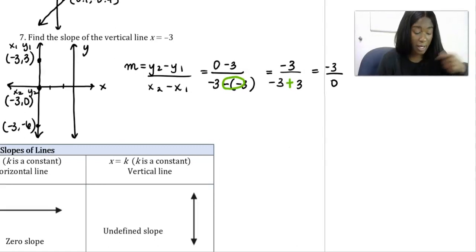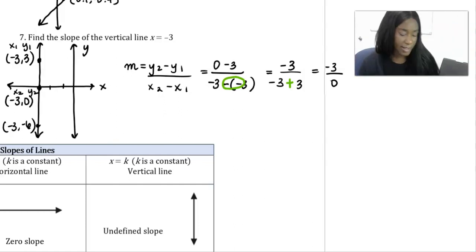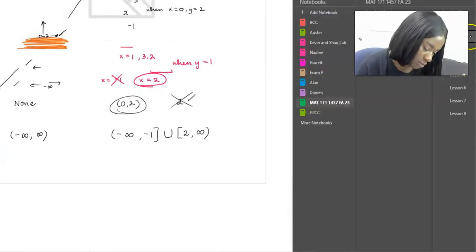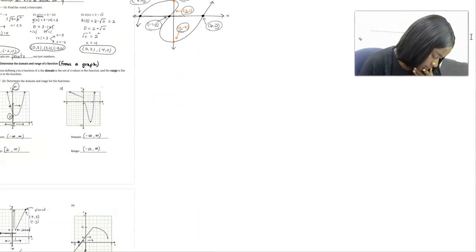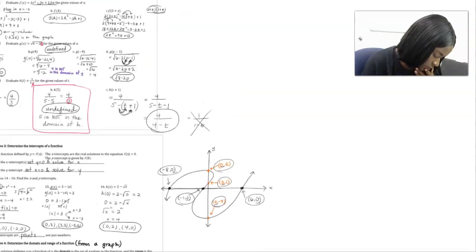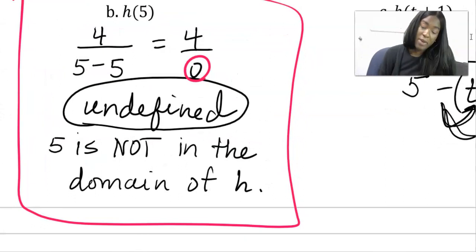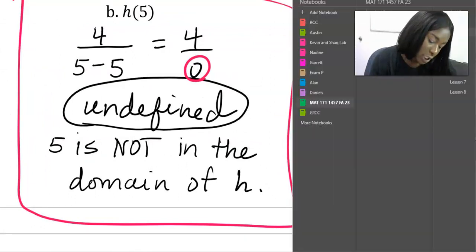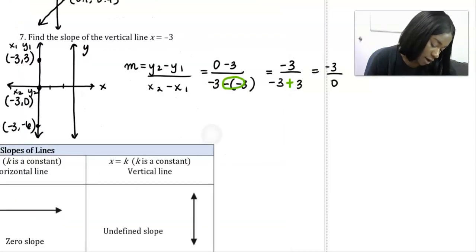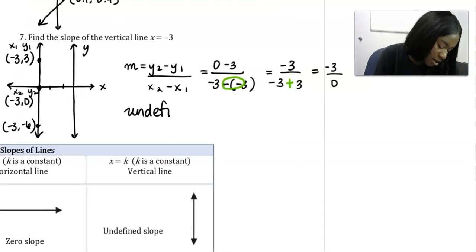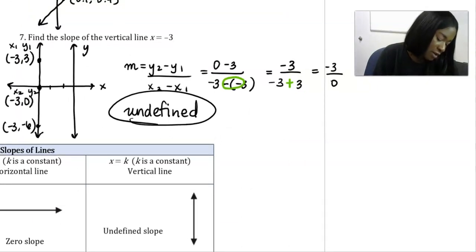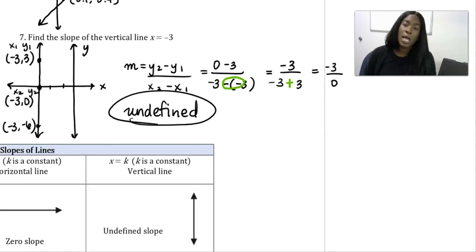And that's problematic because we're not allowed to have 0 in the denominator. In fact, we saw back in lesson 2, I believe, here we go. Here's an example where we had 0 in the denominator. What did we get? Something that was undefined. 0 in the denominator is undefined. So the slope for this vertical line is undefined. In fact, the slope of any vertical line will be undefined because you'll always be subtracting the same x coordinates in the denominator.